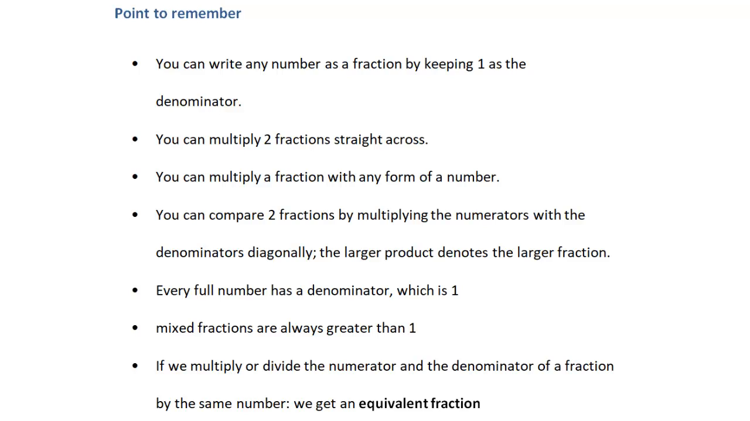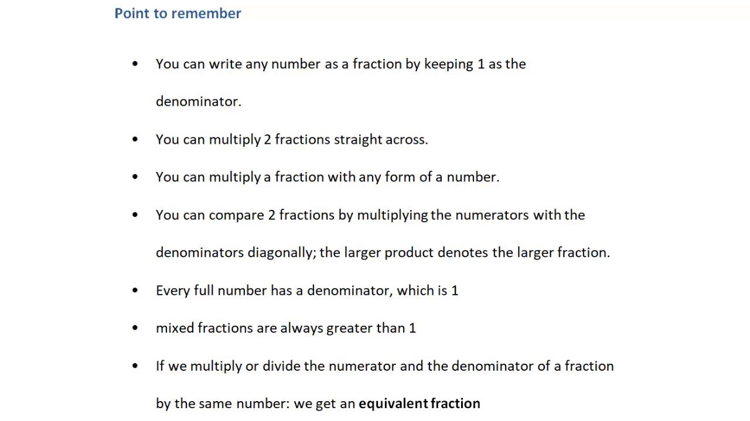Points to remember while working with fractions. You can write any number as a fraction by keeping 1 as the denominator. You can multiply 2 fractions straight across. You can multiply a fraction with any form of a number. You can compare 2 fractions by multiplying the numerators with the denominators diagonally. The larger product denotes the larger fraction.